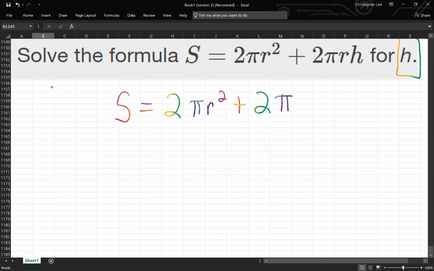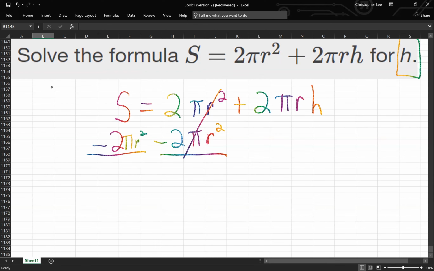First thing I'm going to do, I'm going to subtract 2 pi r squared on the right-hand side, but you know what I do to one side of the equation, I have to do to the other side of the equation, right? So subtract 2 pi r squared. So I have S minus 2 pi r squared is equal to 2 pi r h.